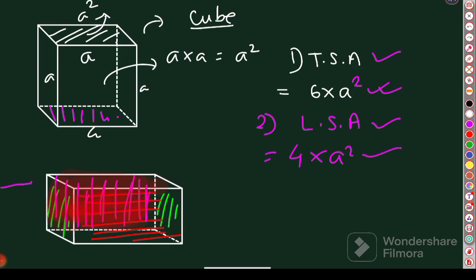Fine, because the bottom is square and the top is also square. These two faces are square, right? So 6 square minus 2 square, we will get 4 square. So this is the total surface area and lateral surface area. Most of you know all these things.